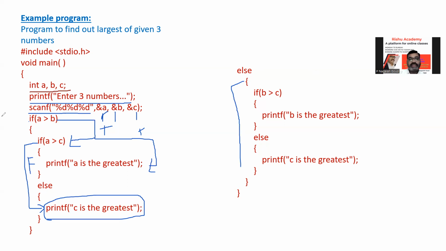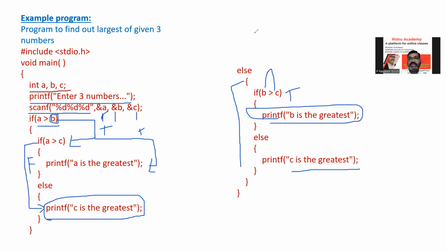Here, again, I'm testing. If the condition A greater than B is false, it means B is the largest number. But you need to remember, there is another number, C. So you need to compare B with C. Assume that this condition is true. Condition 1 is false, but the next condition is true. Then you can say B is the greatest number. Right? Assume that this condition is false. This condition is also false. Then print C is the greatest number.